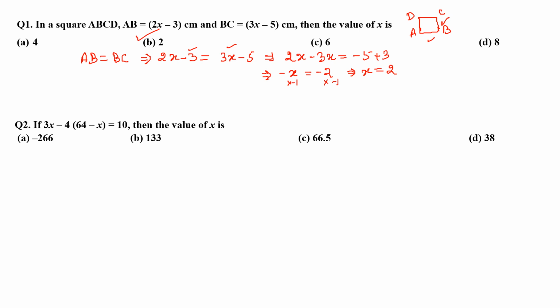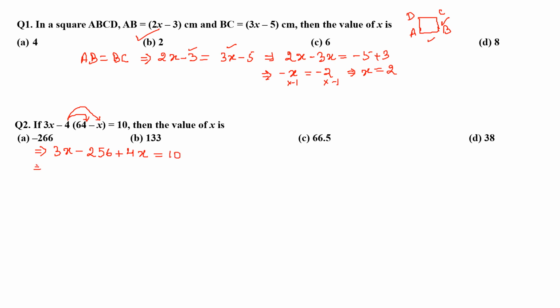Now question number 2. If 3x minus 4 times 64 minus x equal to 10, then the value of x is. I have taken this question from linear equations, so you have to solve the equation and get the value of x. So 3x minus, now 4 into 64 you have to do, and you are going to get 256. I'm using the distributive property, so first multiply with 64 and then multiply with x. And there is a minus sign outside the bracket, so minus and minus will become plus 4x equal to 10.